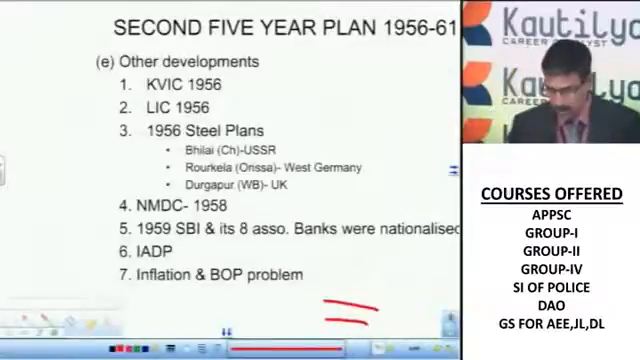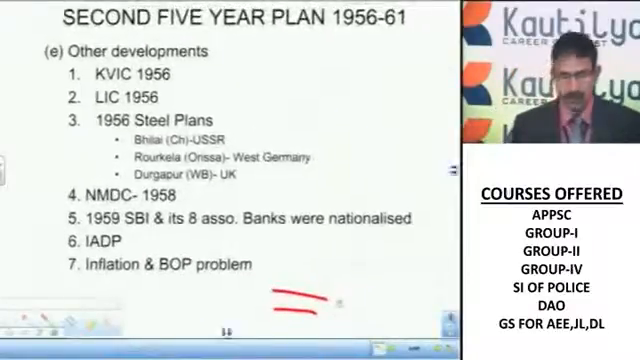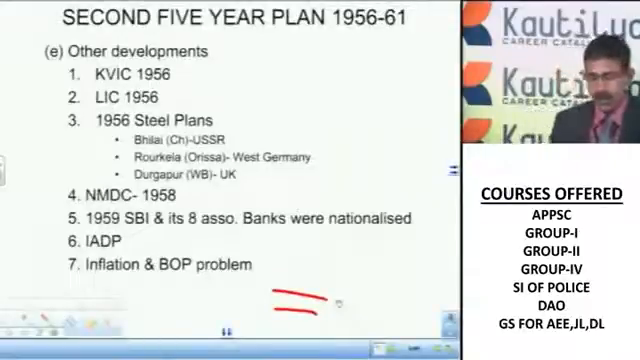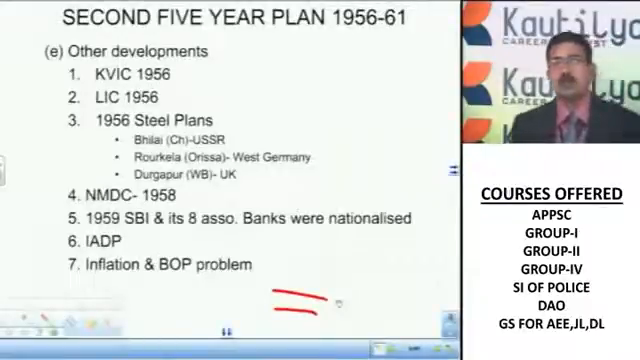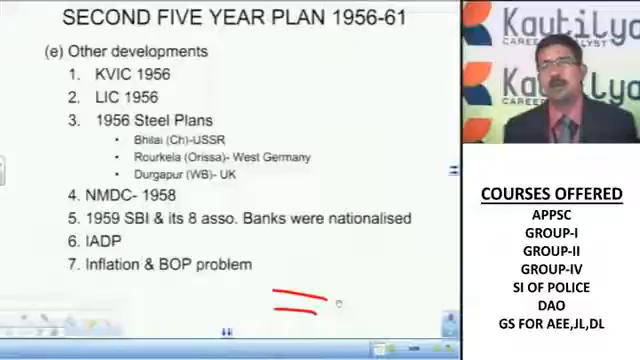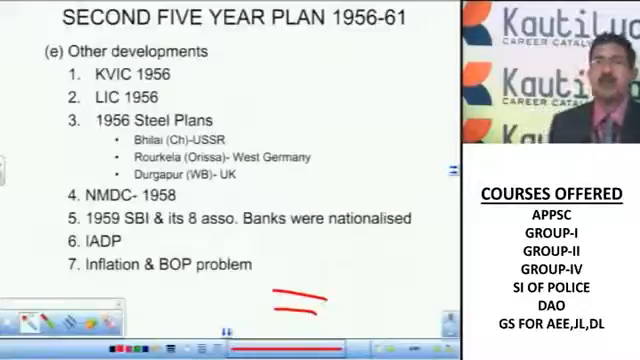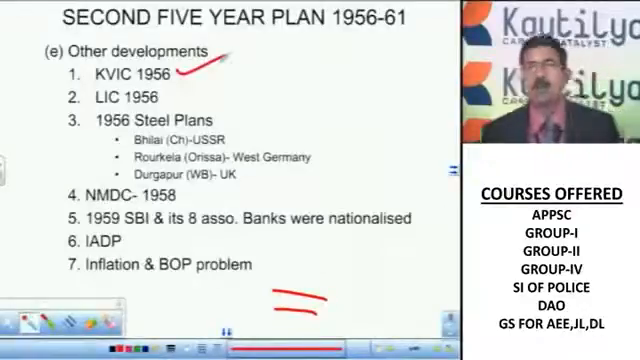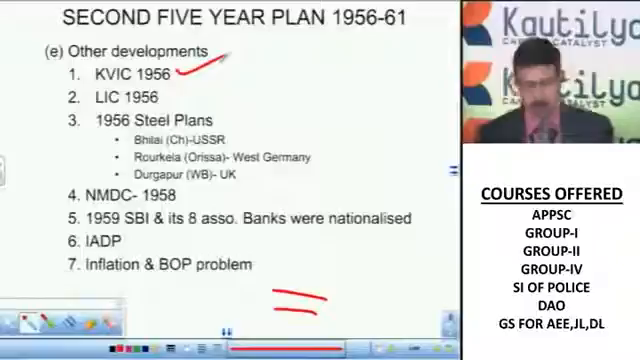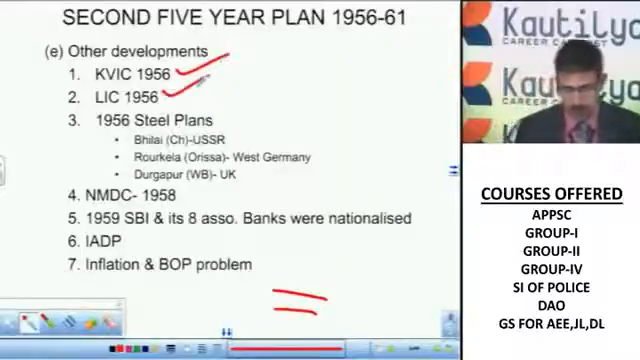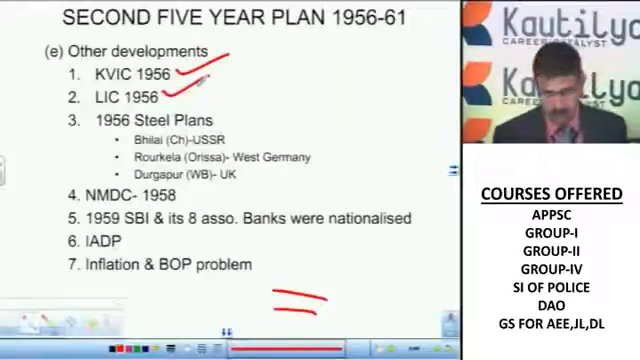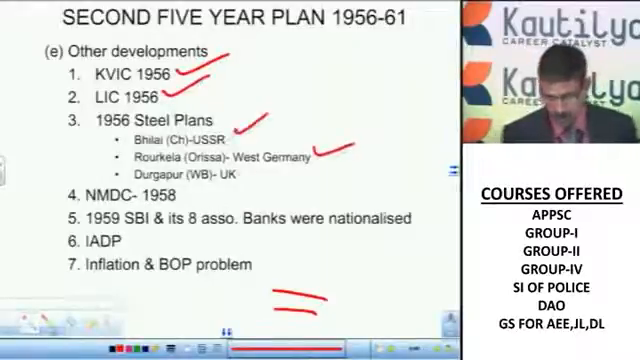What are the other developments in this plan? Namely, the Khadi and Village Industries Corporation. The government was constantly supporting the heavy and basic industries, but it did not want to neglect the small industries. That's why it established a corporation known as the Khadi and Village Industries Corporation. LIC was established in 1956, and the three important heavy industries, namely the steel plants Bhilai, Rourkela and Durgapur, were also established.